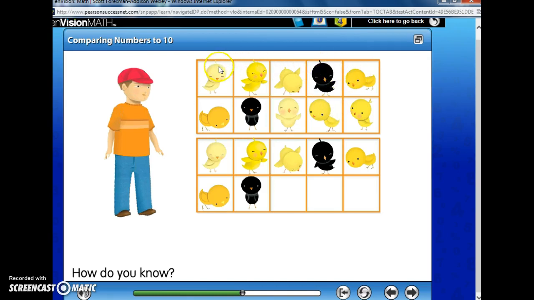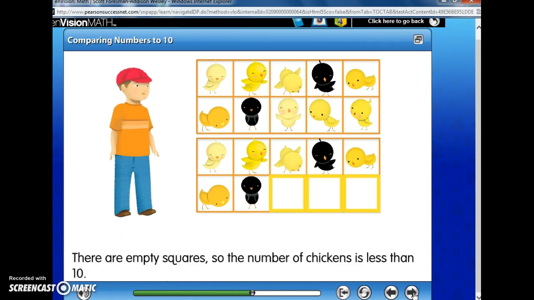Look at this tens frame. This tens frame is all filled up, isn't it? Oh, I didn't hear all my friends answering it. Is this one filled up? No, it's not filled up. So we know that there are fewer or less chickens down here than there are up here, right? Yes. Okay, so we can compare these two tens frames, can't we? There are empty squares, so the number of chickens is less than 10. In your laps, please.